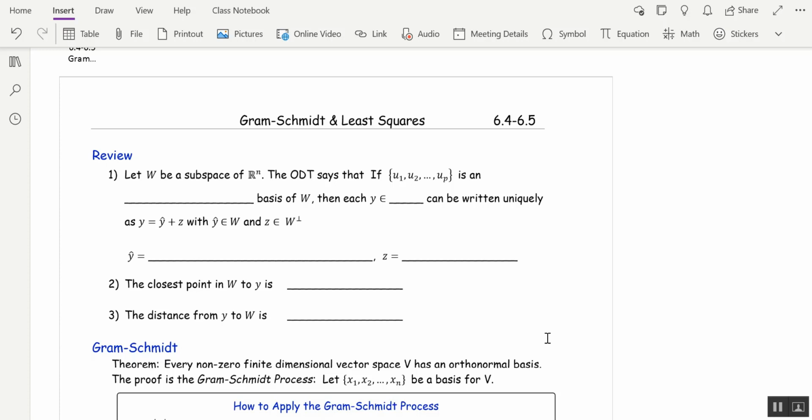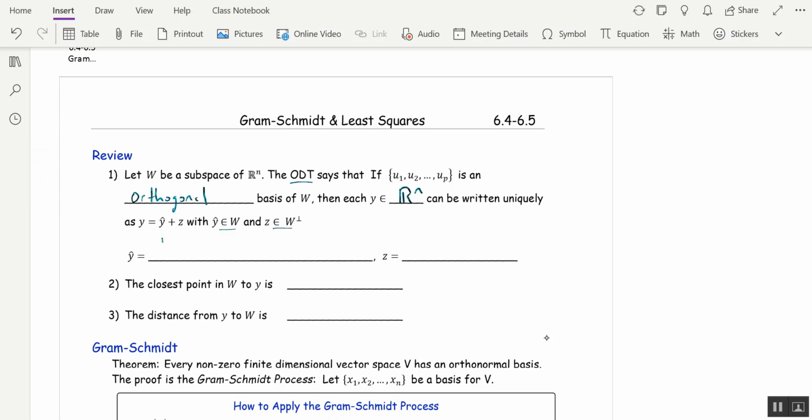If W is a subspace of Rn, the ODT, orthogonal decomposition theorem, says that if U1 through UP is an orthogonal basis of W, then each Y in Rn can be written uniquely as Y equals Y hat plus Z, where Y hat is in W and Z is in the orthogonal complement of W, that's W perp. And the formulas are, you should pause and see if you can fill this in.